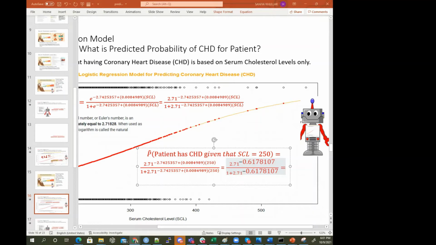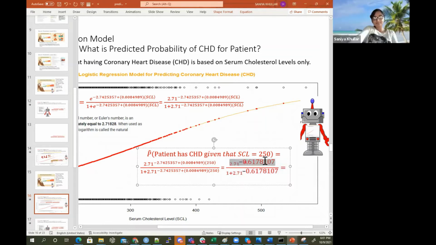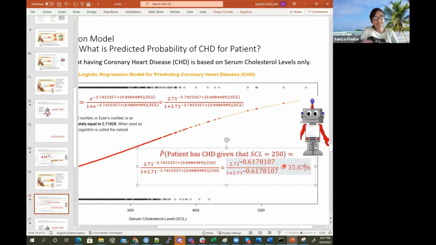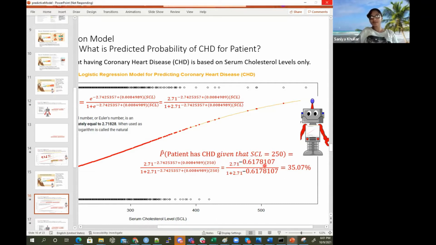It's 0.35, 35%. Oh, so this becomes 35%? 35.07. Okay, 35.07%. Okay, thanks, Rex. So this is what it becomes. So you see how you can just take this number, raise it to this negative exponent, and then the numerator and the denominator in logistic regression are almost the same.